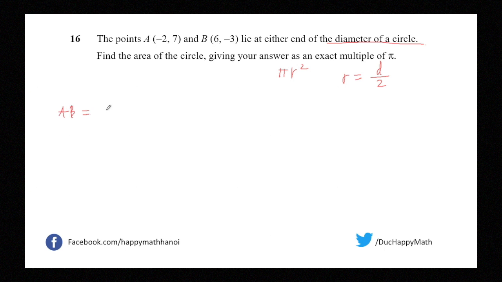The length of AB is the square root of (minus 2 minus 6) squared, that is minus 8 squared, 64, plus (7 minus minus 3), so it means plus, 10 squared. That gives 164. It is the diameter. So the radius is the square root of 164 divided by 2. So pi r squared, it means to substitute the value of r.